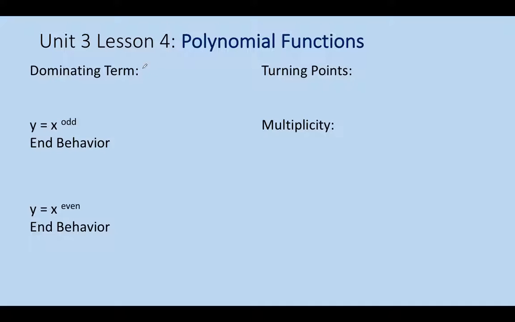The dominating term is just essentially the degree. And so if I had something like y equals 2x to the 4th plus 3x squared plus 1, the dominating term would be this one right here. This is actually what's going to tell me the most about what the function looks like when I graph it. And specifically, it's the degree right here that tells me the most.